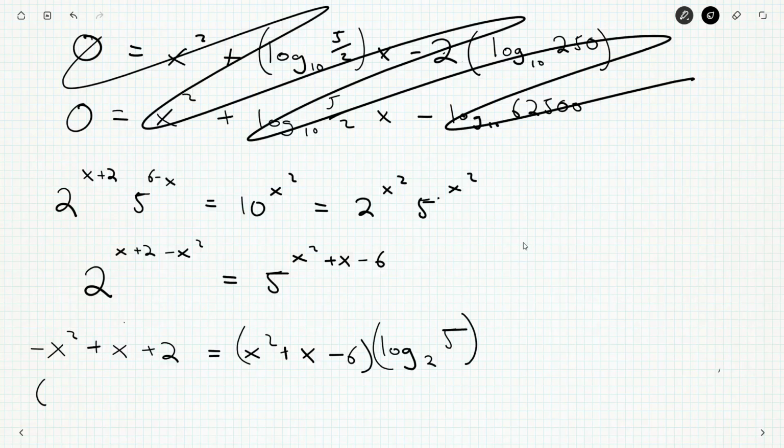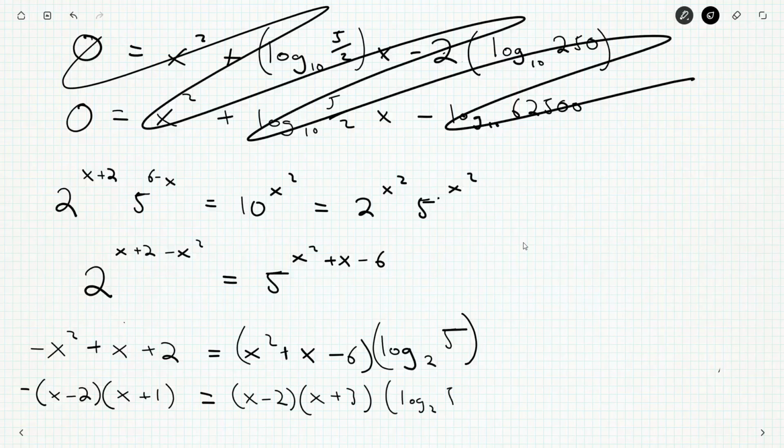Okay, so this one over here is negative of x minus 2, x plus 1. Minus 1 squared, minus 1 and 2, yeah. And so this one over here is x minus 2, x plus 3, times log base 2 of 5. Okay. But again, you're sort of plucking the x minus 2 out of thin air, and I'm not the biggest fan of that, but at least it's a bit more motivated here because they're very basic quadratics. And this is probably the way they want us to do it.